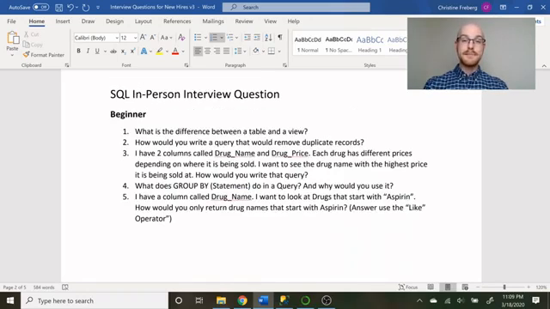So now let's look at some in-person interview questions. Now, the phone interview questions were kind of broad and generic, and the in-person interview questions are a little bit more specific and a little bit more technical. Let's look at some beginner questions, and then we'll move on to some intermediate questions that you might be asked.